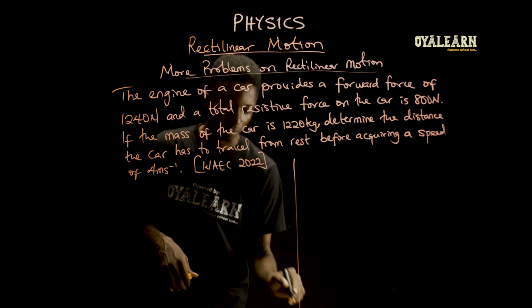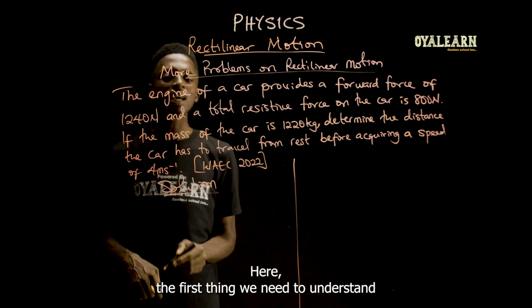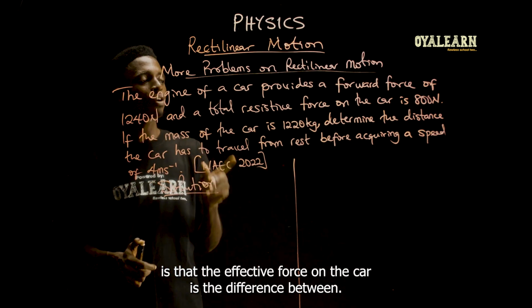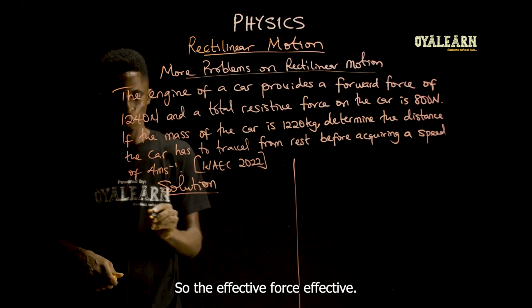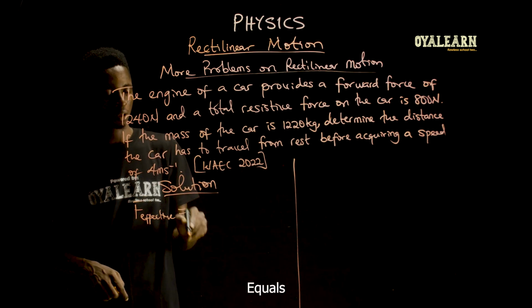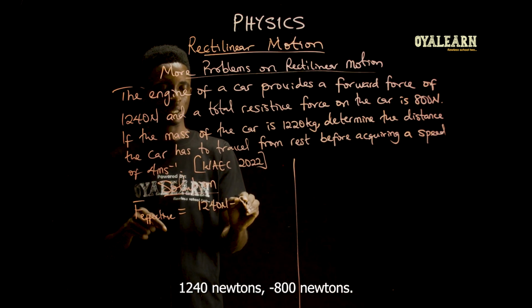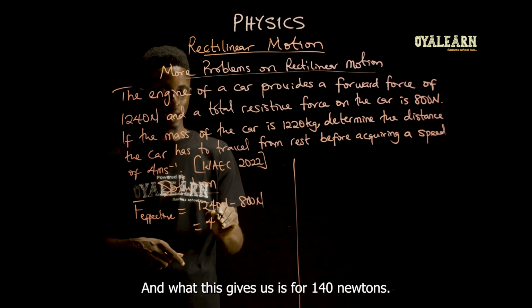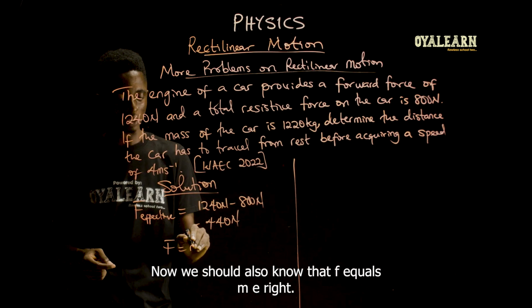Now, solution. Here, the first thing we need to understand is that the effective force on the car is a difference between these two forces, the force from the engine and the resistive force. So, effective force equals 1,240 newtons minus 800 newtons. And what this gives us is 440 newtons. Now, we should also know that F equals ma, right?